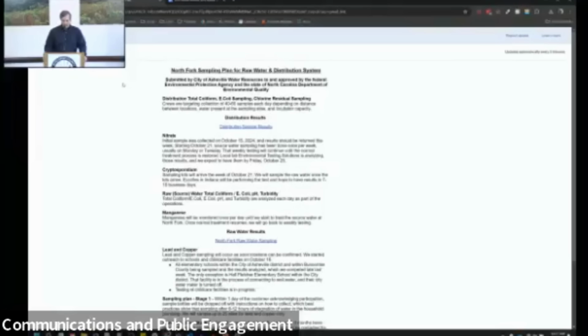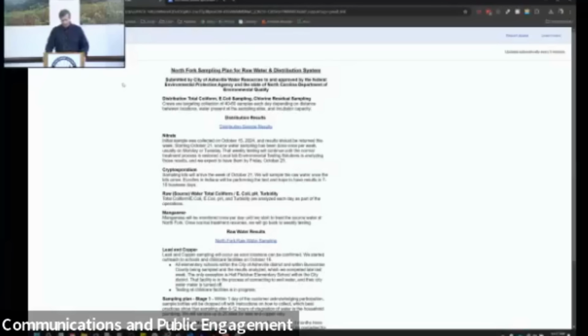A local lab, Environmental Testing Solutions, is analyzing those results, and there's generally a 2 to 3 business day turnaround on that. Cryptosporidium sampling kits have arrived. We generally test for that, I think, under normal conditions monthly, maybe quarterly. I'm not 100% clear, but we will start testing for that this week. Those samples will be sent to a lab in Indiana who will perform the analysis, and their turnaround for the results is industry standard, 7 to 10 business days.